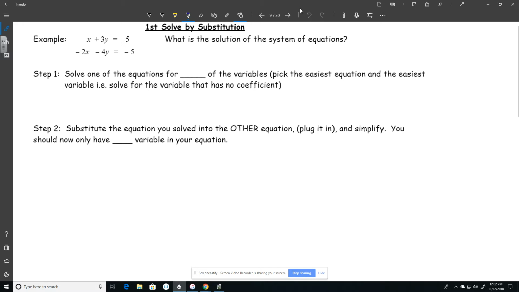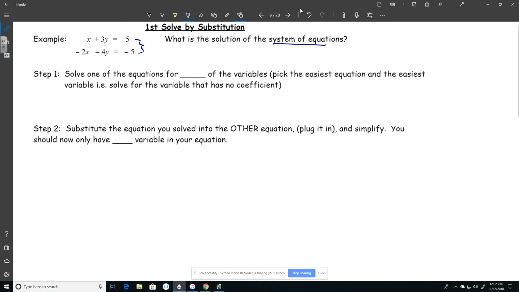So the first way to solve this is by substitution, which is what you probably do already. This is the way that you naturally have been solving these problems. So here's my example. x plus 3y equals 5, but I need that second equation, which is negative 2x minus 4y equals negative 5. So these two equations together make up a system of equations, and I want to know what's the solution, what x and y value works for both of these equations.